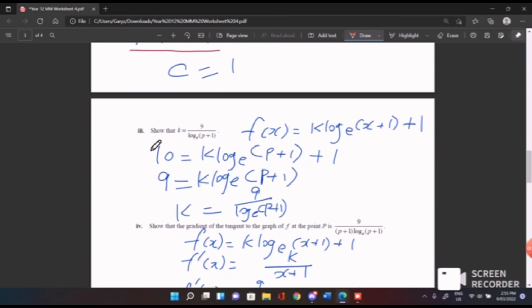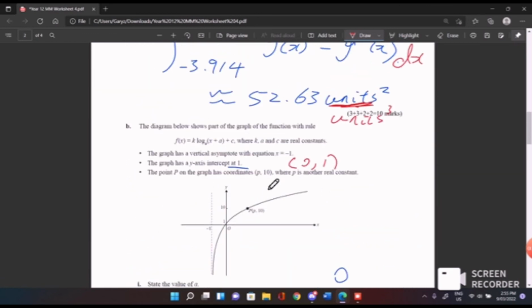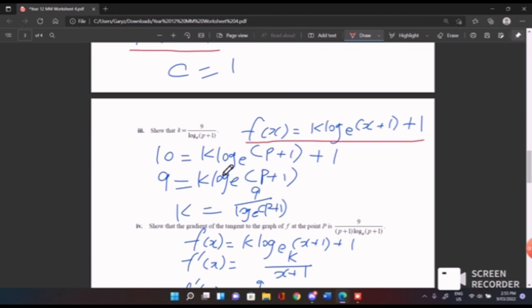And then the next part is we have to show that k is equal to this. So again, we can first write out the equation like what we got by subbing a and c, and this is what we got from here. And the graph tells us that we go through the point (p, 10), so we can sub that in. So we get 10 equals k of log e of p plus 1, like that. Rearrange a bit, and we'll get to our final answer.